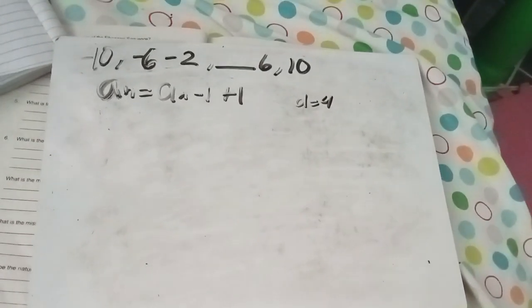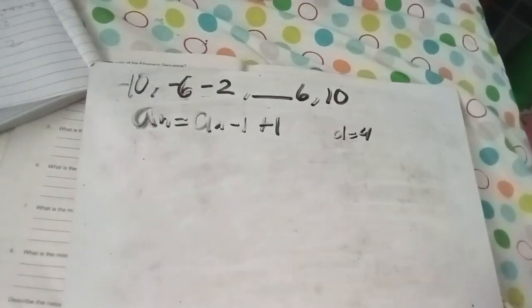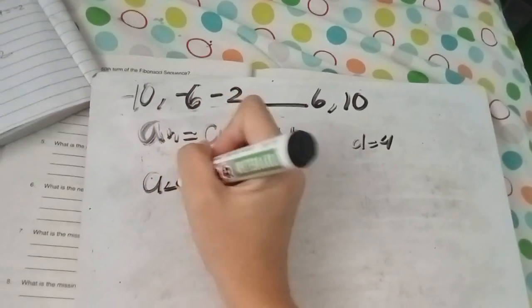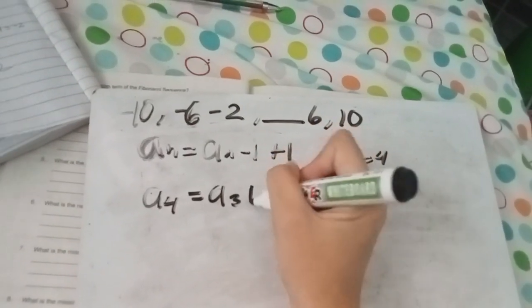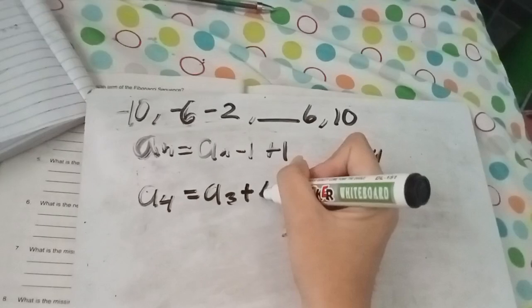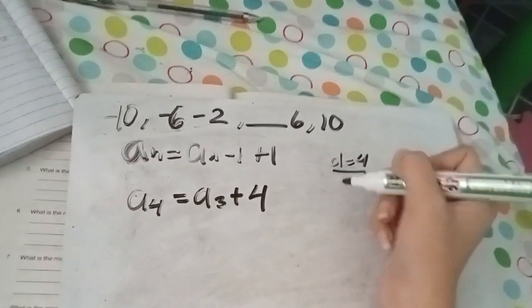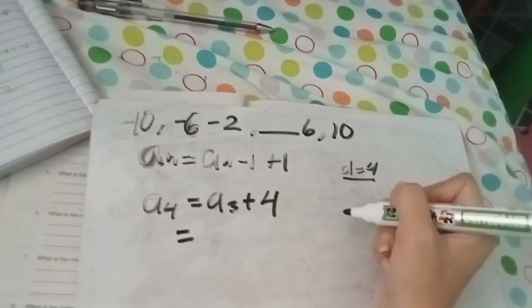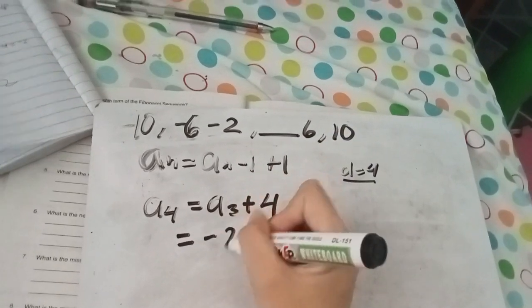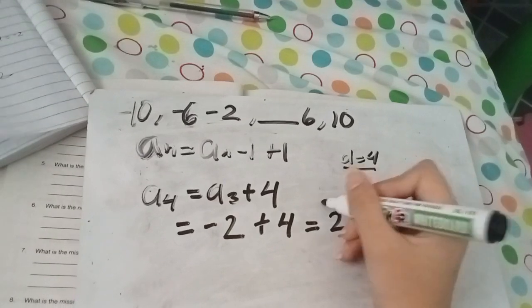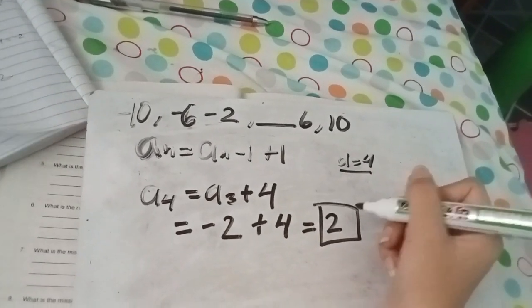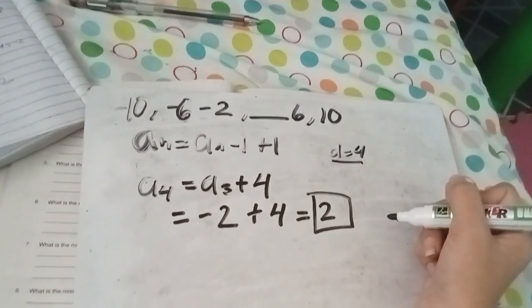And for the last number, we compute the fourth term of the given sequence with the arithmetic formula written above, as the value of d is 4. To solve for the fourth term, we add the third term to the value of d. Now substitute the third term and the value of d. Now we add the two numbers. -2 plus 4 is equal to +2. Therefore, the fourth term or the missing term is 2.